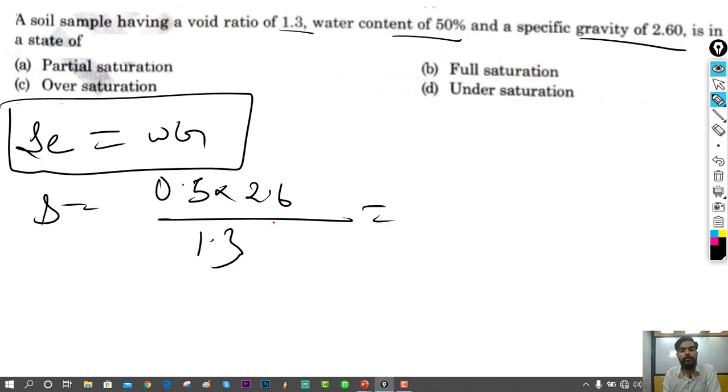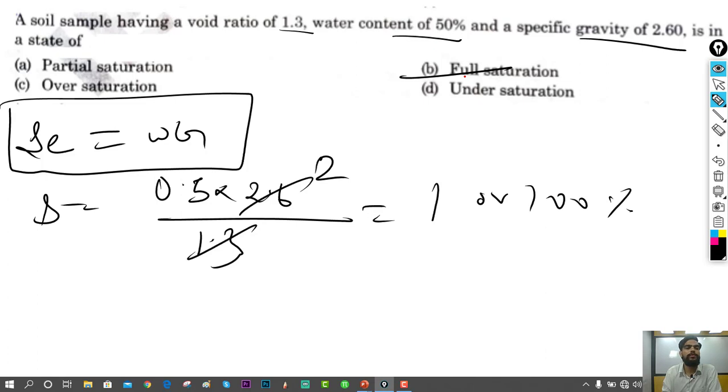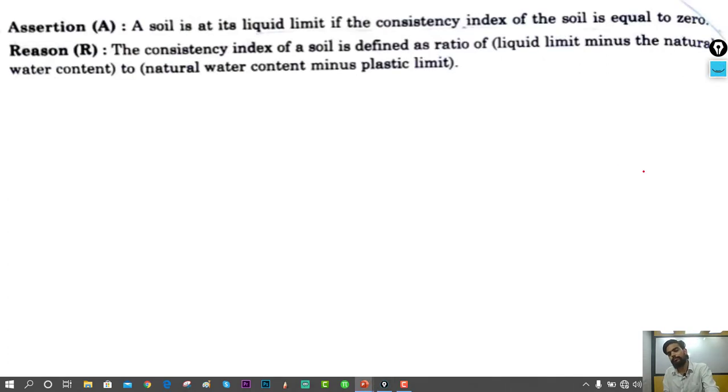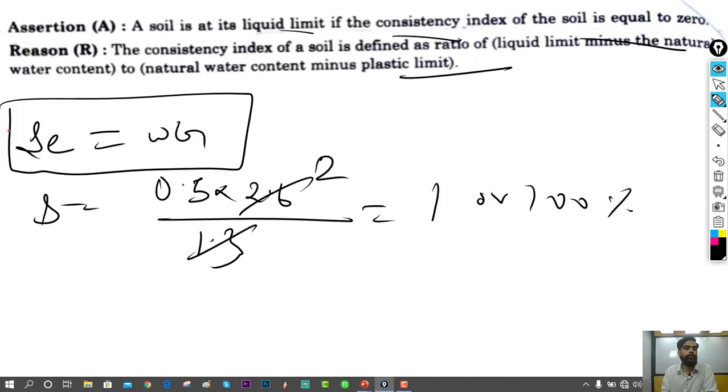So when you find that S is 1, or 100%, then you can say that the soil is fully saturated. So the correct option is B. Okay, now move to another question.